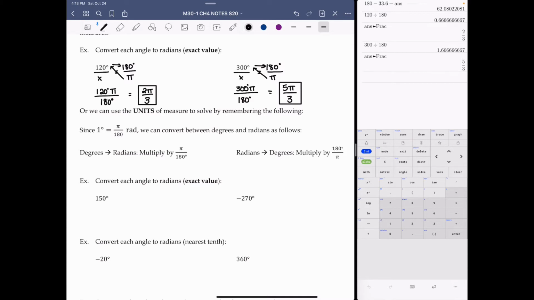Example, convert each angle to radians and give your answer in exact values. We're going from degrees to radians, so we're going to multiply by pi over 180 degrees. That gives us 150 degrees times pi over 180 degrees. And then again, we simplify 150 divided by 180 equals 5 over 6. So we get 150 degrees is equal to 5 pi over 6 radians.